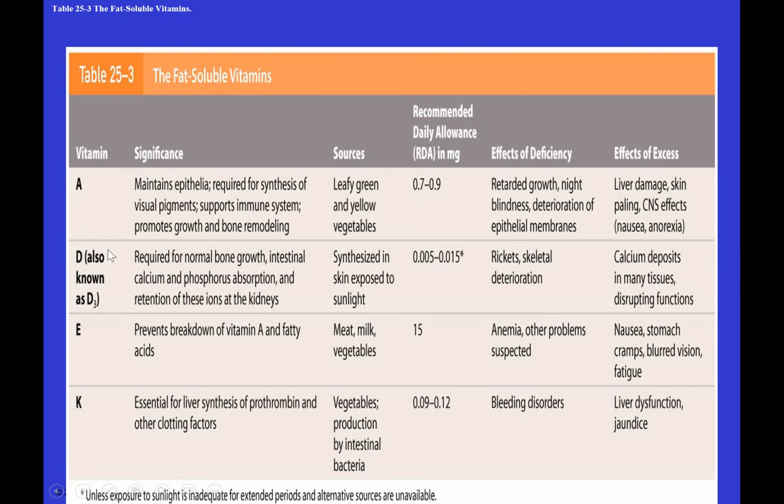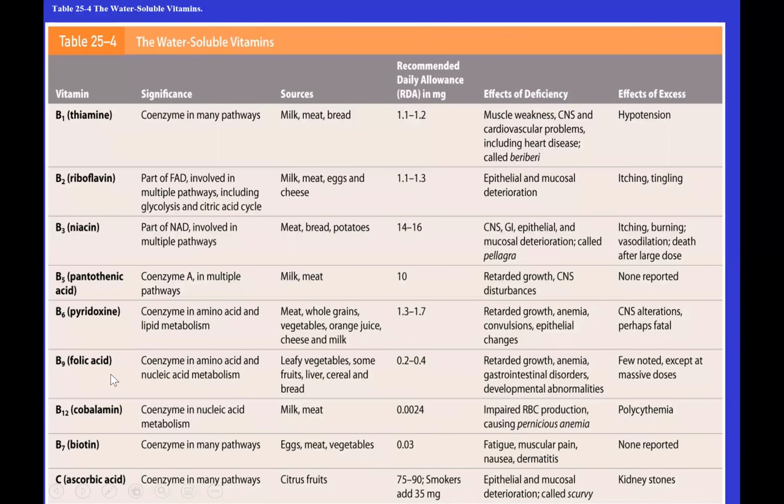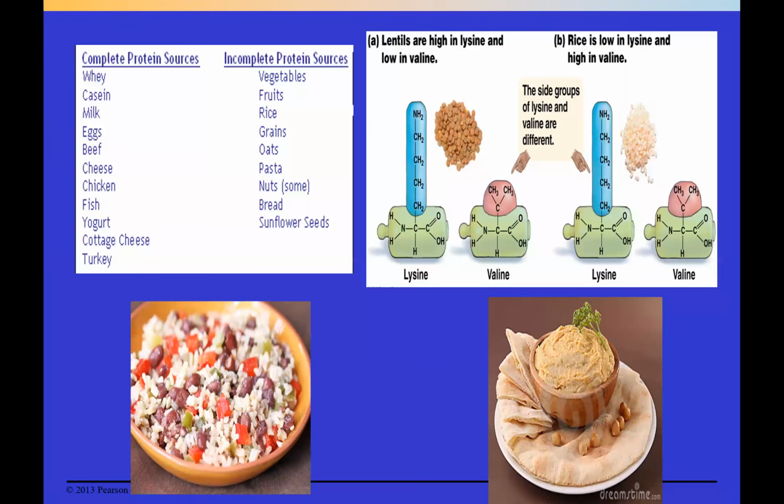D3 is required for calcium absorption and for bone formation. And vitamin K, the clotting factor, and so forth. So that is why, in order to get the 26 most essential nutrients, you must have a salad every day and a fruit. More diverse, the better.